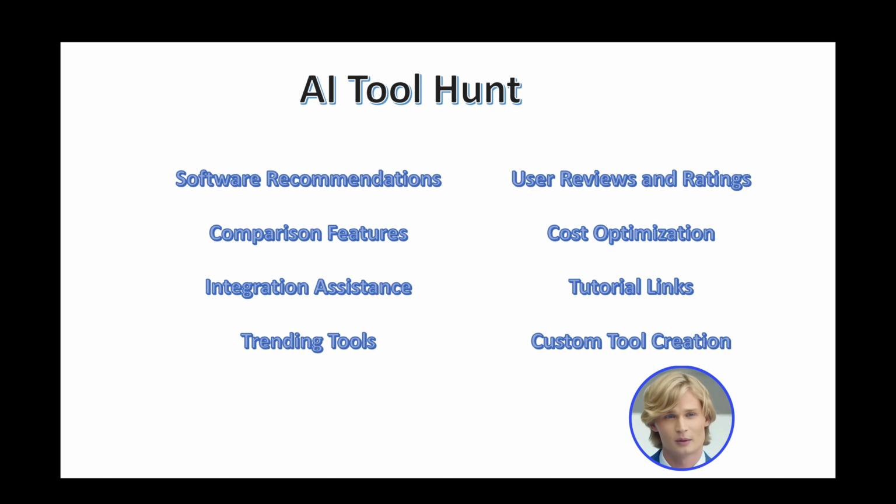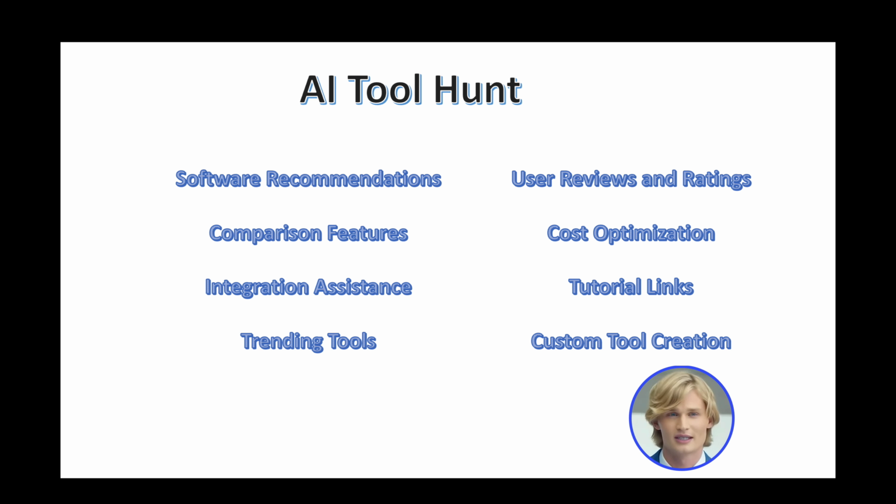Stay ahead of the curve, optimize costs, and find the perfect tools for any task with AI Tool Hunt. AI Tool Hunt use cases might be: 1. Software recommendations. Users seeking tools for specific tasks, for example, graphic design, data analysis, can receive AI-curated suggestions. 2. Comparison features. Compare multiple software or tools based on features, price, user reviews, and more.